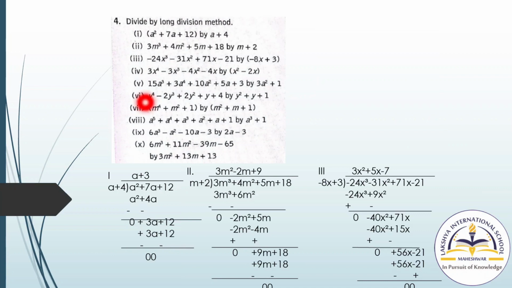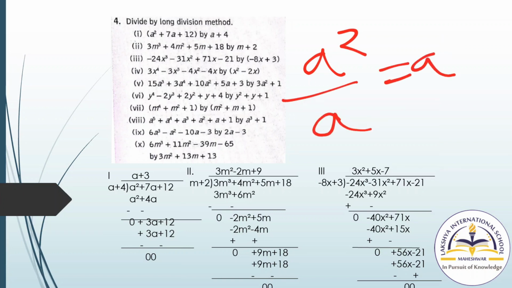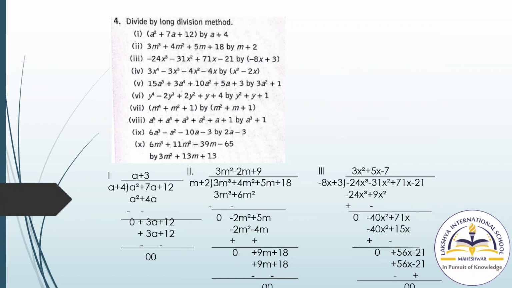Now question number 4, same, divide by the long division method. Now a square plus 7a plus 12 divided by a plus 4. Now here you can see a square plus 7a plus 12 divided by a plus 4. Now here a square by a equals a, so here we have taken a. Now you have to multiply a in this one, so you will get a square plus 4a. Now when you solve this, this one cancels out, 7a minus 4a is 3a. Now the 12 came from here.